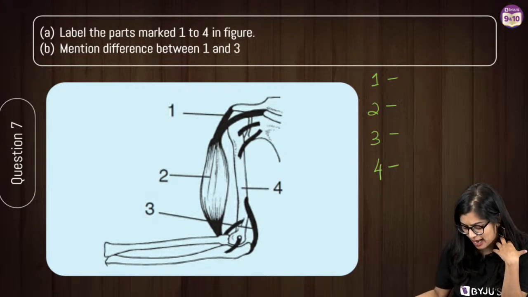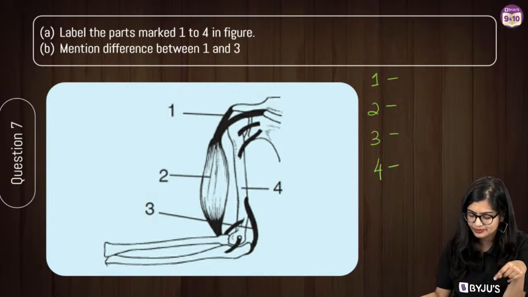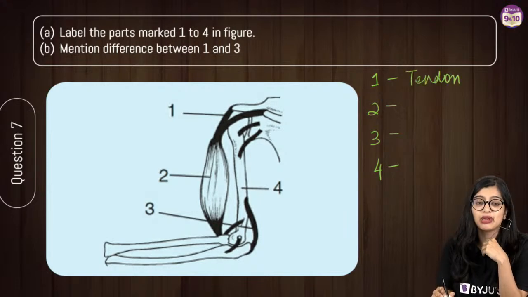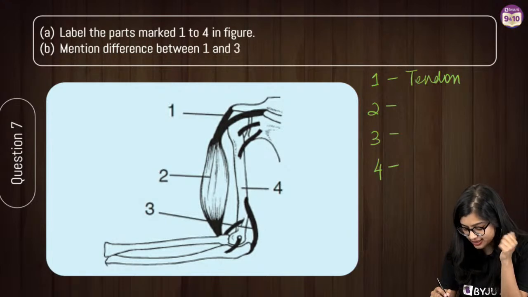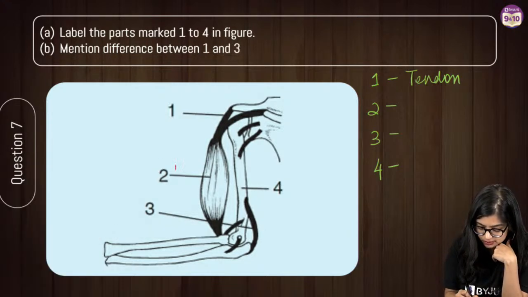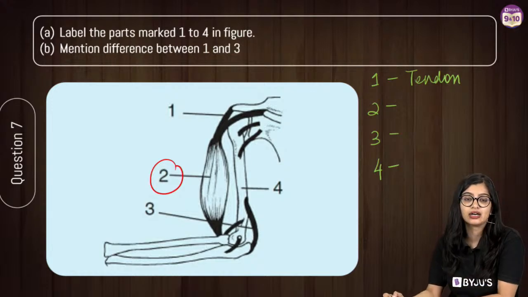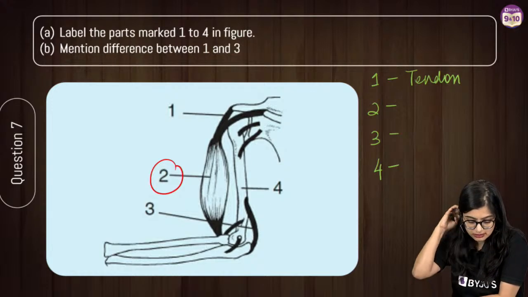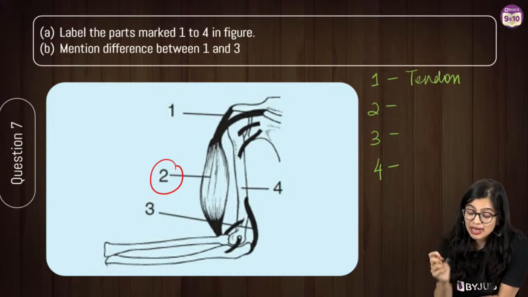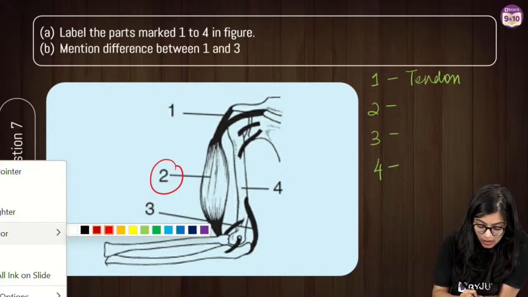One is tendon, ma'am. Okay, one is tendon. I will write down your answers. Everybody is telling me, ma'am, one is tendon. 2 is ligament. This is 2. Is 2 ligament here? Okay, I see majority is telling me ligaments. I'm going to write this down.